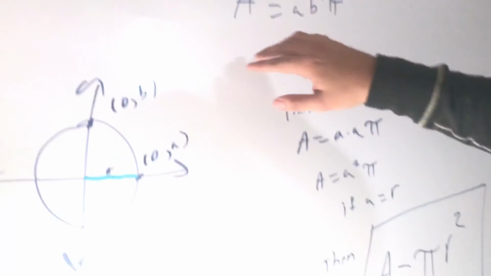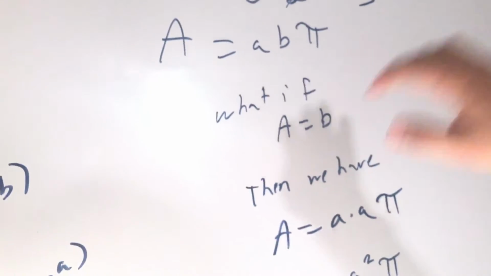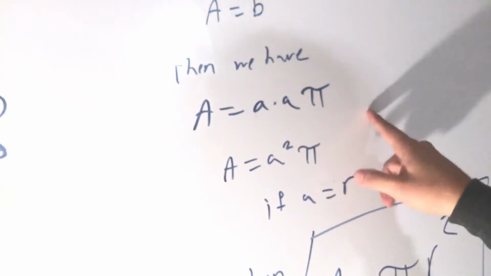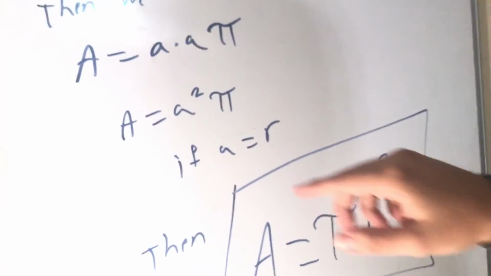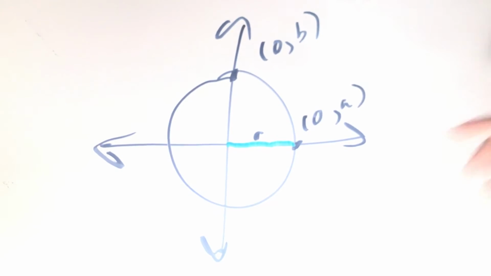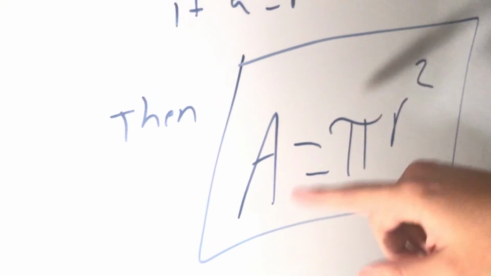Now, let's go to the final answer. So this is what we got. We could cancel out the 2's, leaving us with A is equal to ab times pi. The 0 goes away. Now, what if we let a is equal to b? Then we have A is equal to a times a times pi, which is just a squared times pi. What if we let our a, which is the point from 0 to a, which could be any point, be the radius of the ellipse. So we're going to substitute a squared with r being our radius, which gives us ultimately A is equal to pi r squared. And that's how you get the area enclosed by an ellipse.